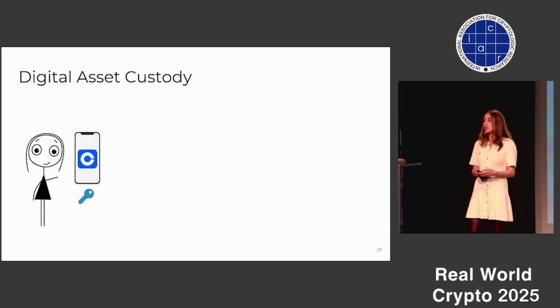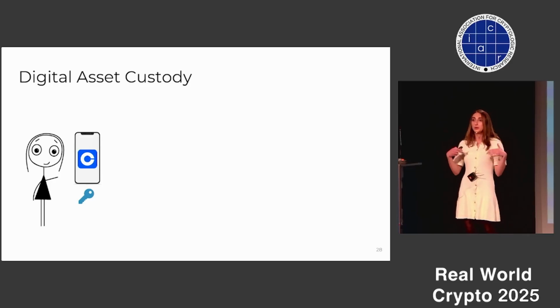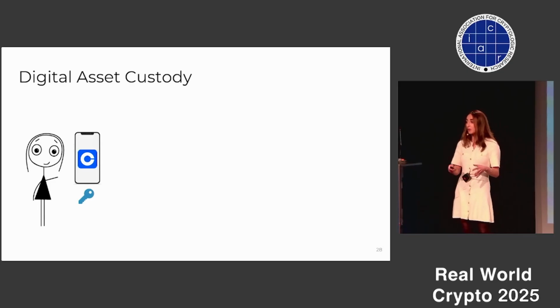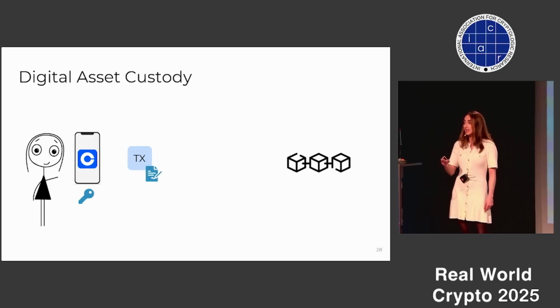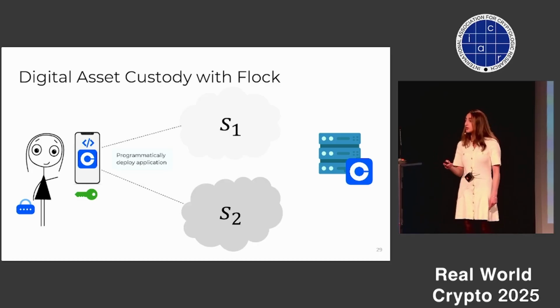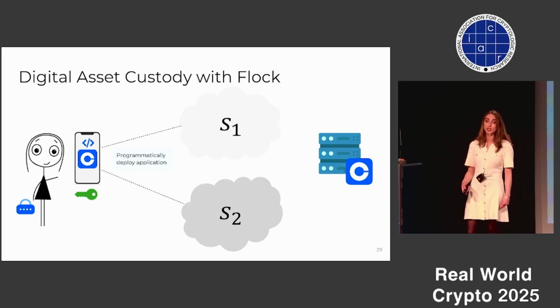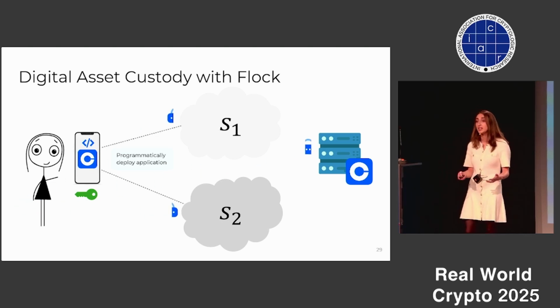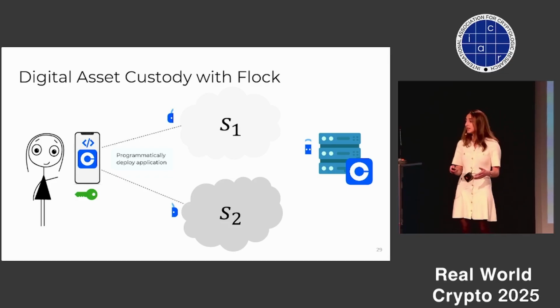Great, so now that we've solved the main challenges, I'd like to bring us to the original example of digital asset custody to see how all of these moving pieces come together. Recall that we have a user, Alice, with a signing key, and she wants to sign a transaction and post it. How can we do this with Flock? Well, first, the application provider is going to provide the code to the user's client device. Next, the user is going to programmatically deploy the application in serverless instances S1 and S2. She's going to take a PIN that we'll later use for authentication and distribute it among the parties.